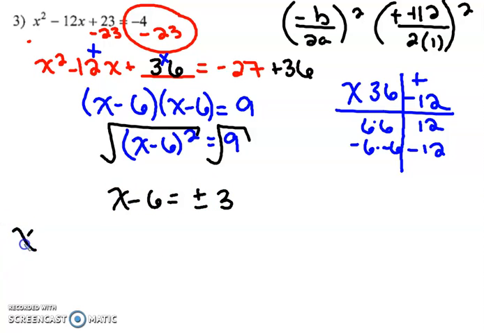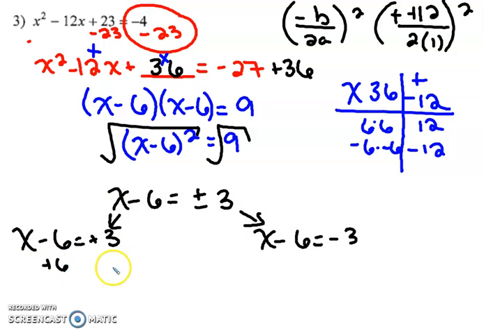Two equations, x minus 6 equals positive 3, and x minus 6 equals negative 3. Right, that's my two equations. Add 6 to both sides, x equals 9. Add 6 to both sides, x equals 3.